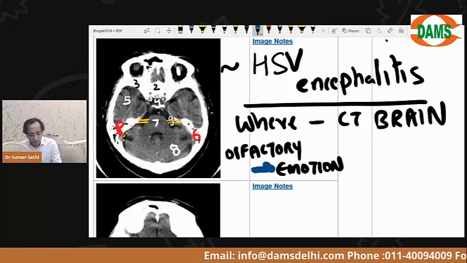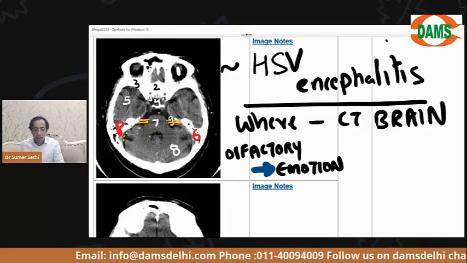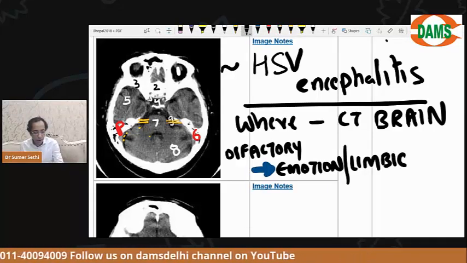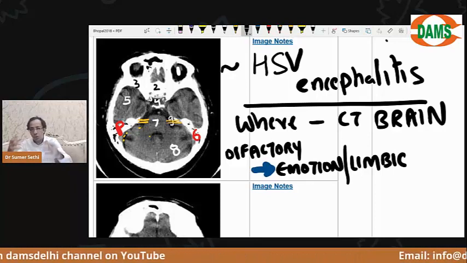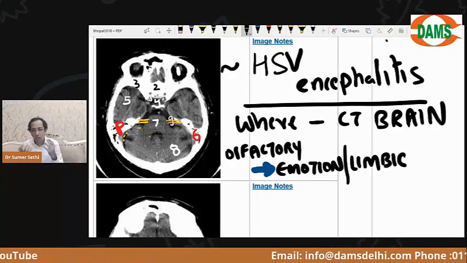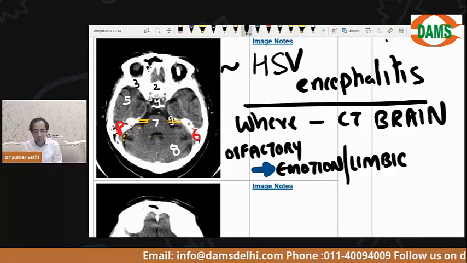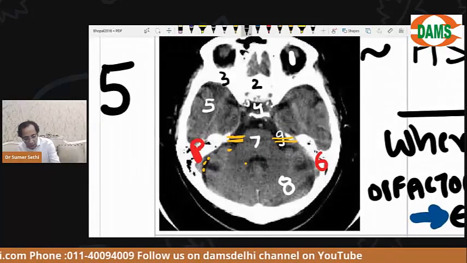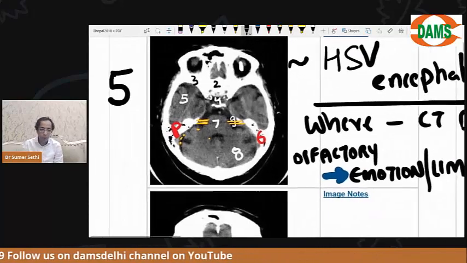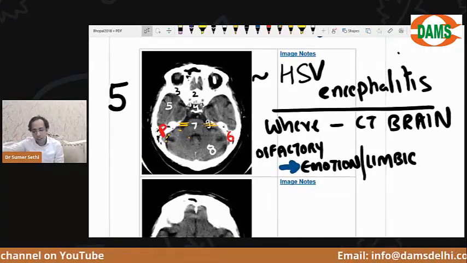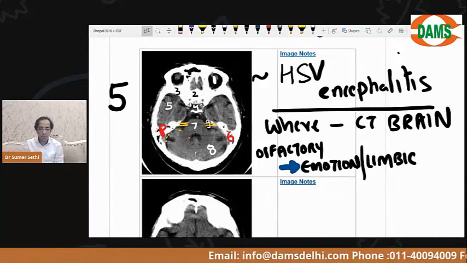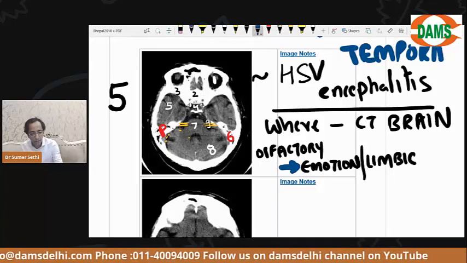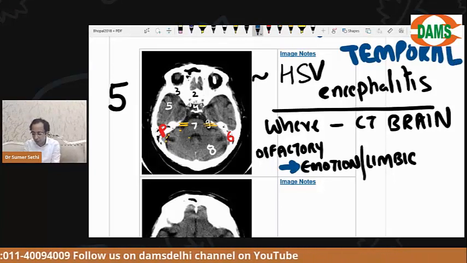So the olfactory nerve is linked to emotion. Emotion is linked to the limbic system. That is why the herpes virus goes through the nasal route, through the olfactory nerves, and also through the trigeminal nerve, and ultimately lands up in the limbic system. In the image, number 5 is the temporal lobe, which is a part of the limbic system. So the answer here is number 5. Herpes simplex virus has a temporal lobe predilection.